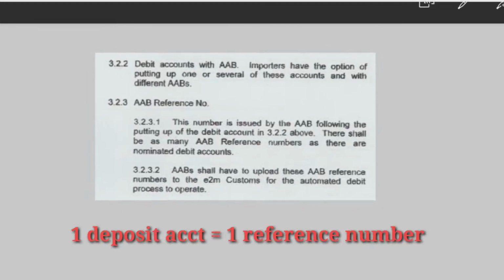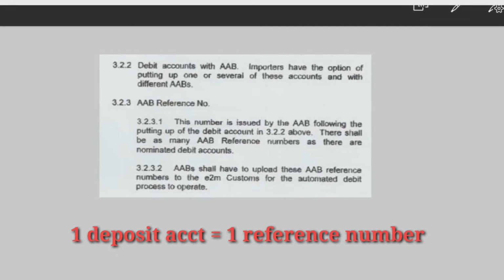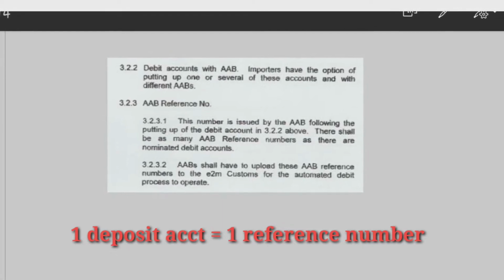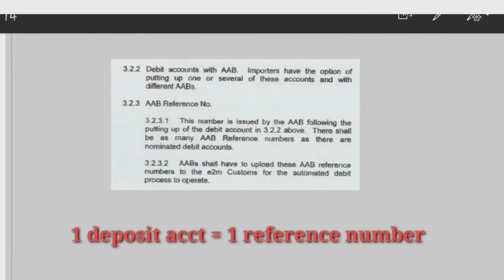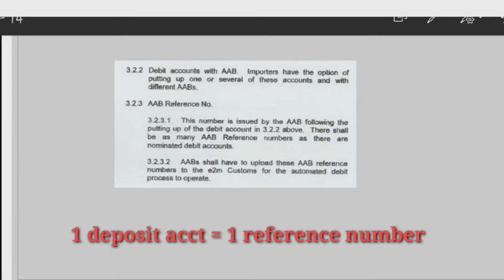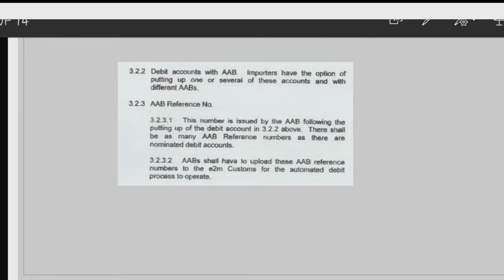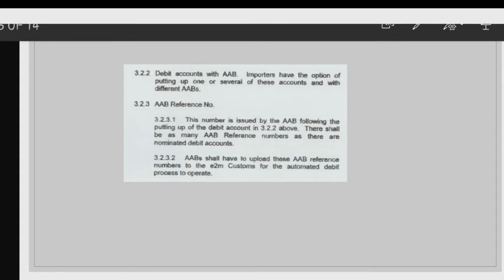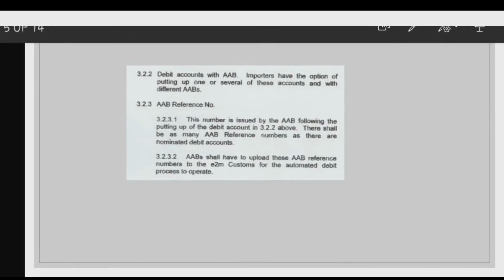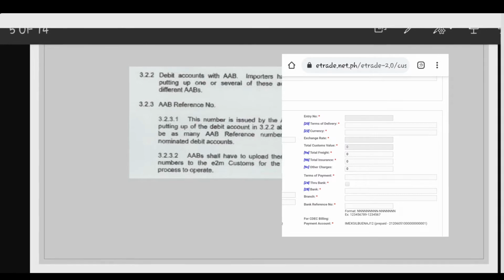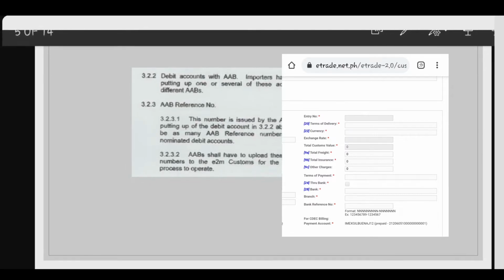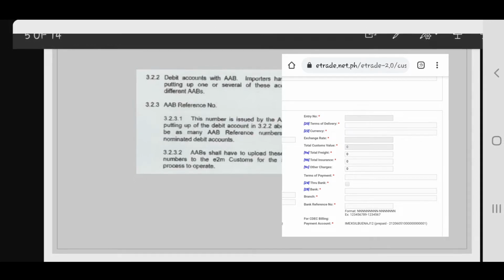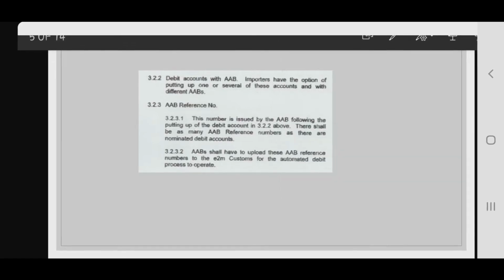Authorized agent banks shall have to upload these authorized agent bank reference numbers to the E2M customs for the automated debit process to operate. So they need to have the authorized agent bank reference number for them to be able to have the automated debit of that particular account for the payment of duties, taxes, and other charges of the importer. So the authorized agent bank reference number is really important because that is what you're going to lodge into the entry or into the SAD or to the import entry declaration that you're going to create for a certain shipment, for that particular shipment to be paid of duties, taxes, and other charges.